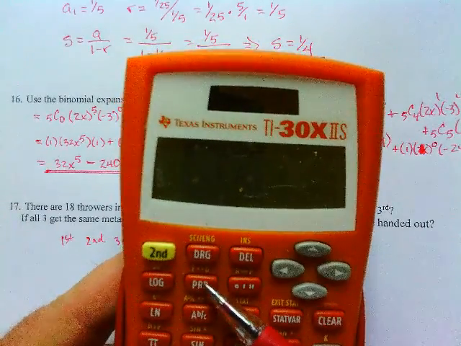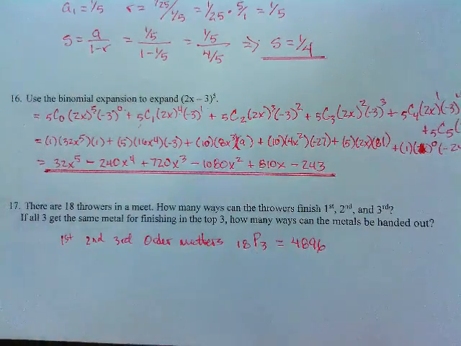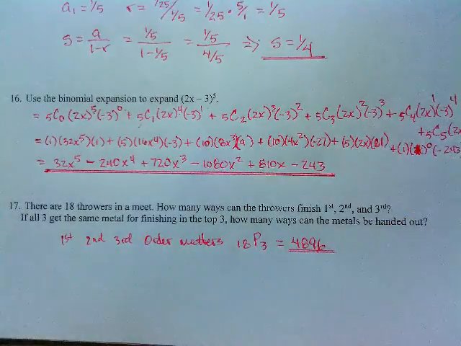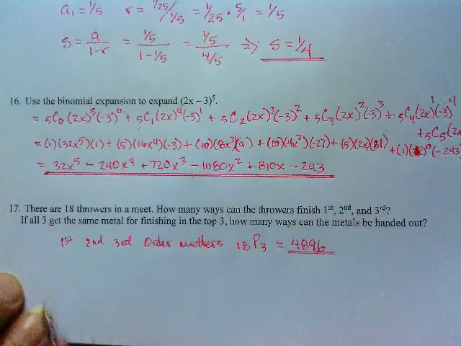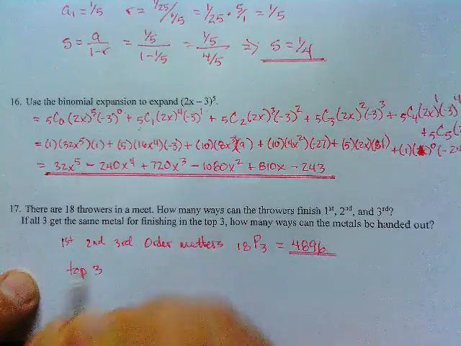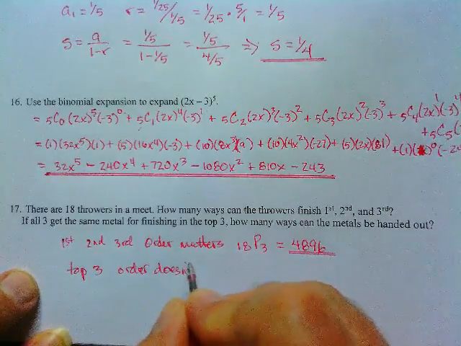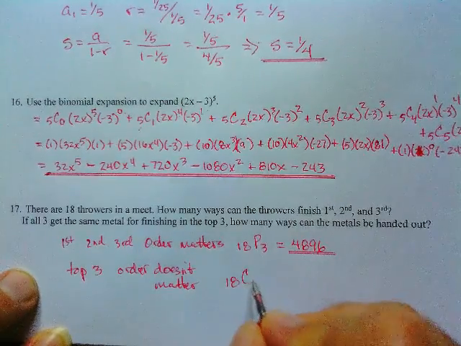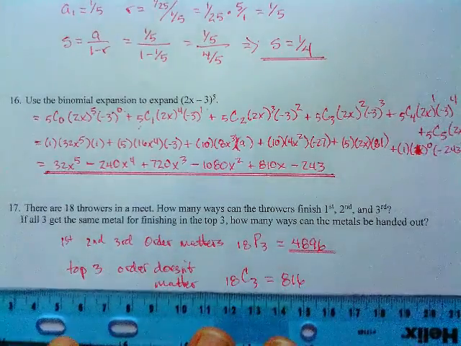There are three operations using the PRB button: nPr, nCr, and then of course just doing factorial. So that's the first one. How many ways can they finish first, second, or third? In the second one, notice that they are all in the top three, so we're not distinguishing between 1, 2, or 3. So top three, order doesn't matter. And so this is 18C3, and that comes out to be 816.